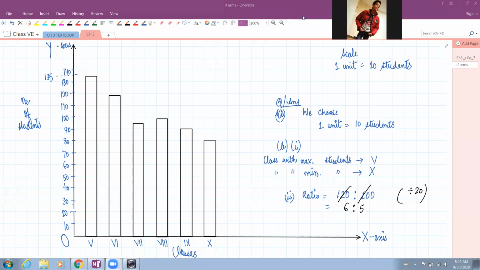Ma'am, to draw the second graph in our notebook at home? No, beta. No, Achyut, we will do it tomorrow in class. Okay, ma'am. Ma'am, graphs are for the chapter. Yes, beta. There are just 3 graph questions.